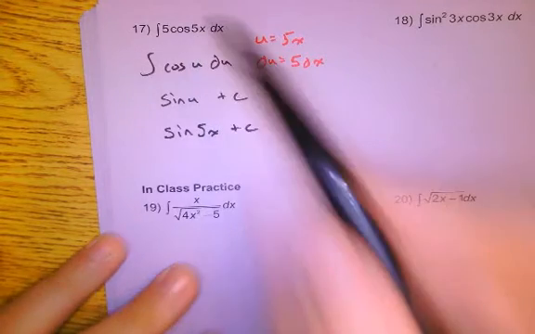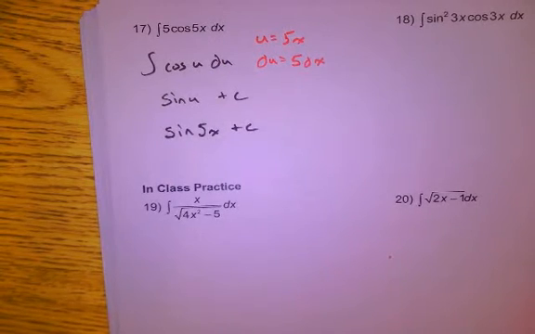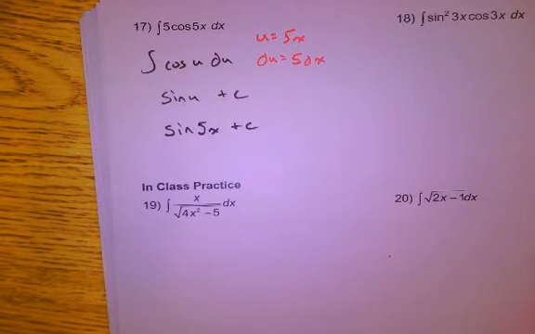That's a baby U-sub, just because you really could probably do this one in your head if you had to. When we take the derivative, we just get a constant. That's a baby U-sub problem.